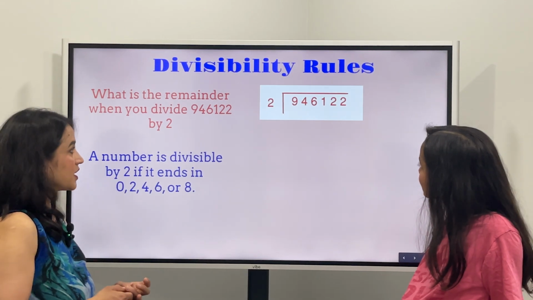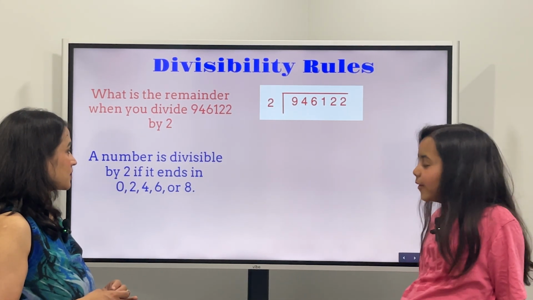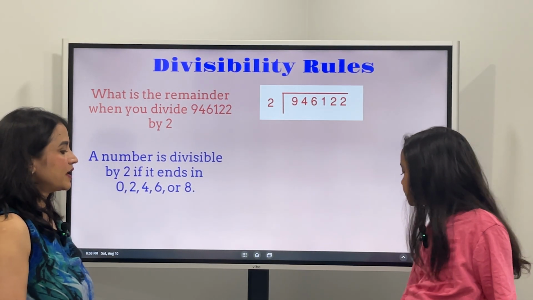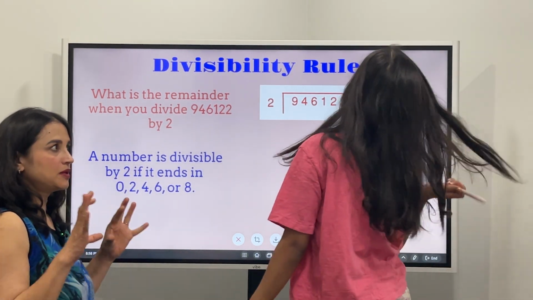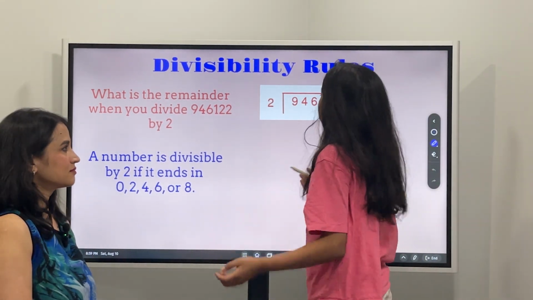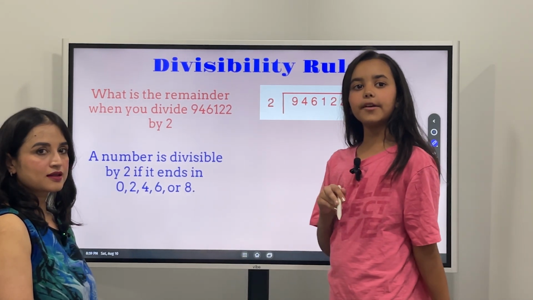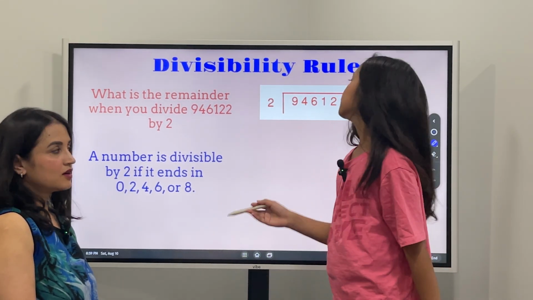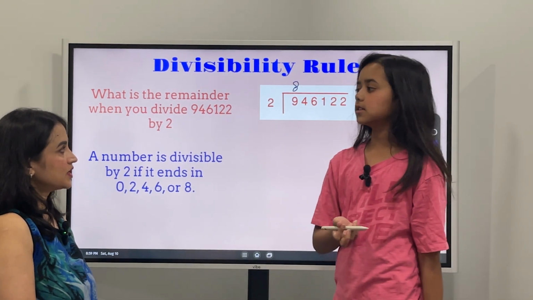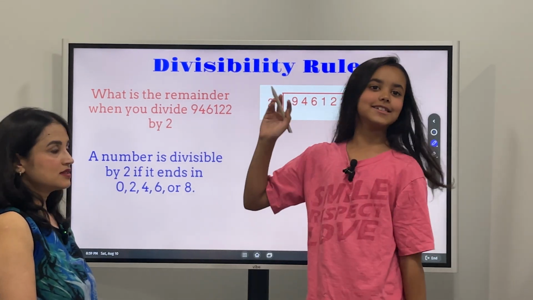Can you please try to divide that big number by 2? Remember, first you have to go to 9 or almost 9. So first I put 8. It will go down.